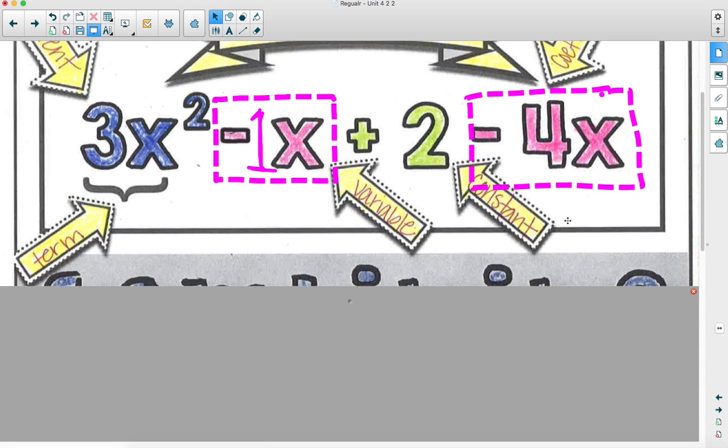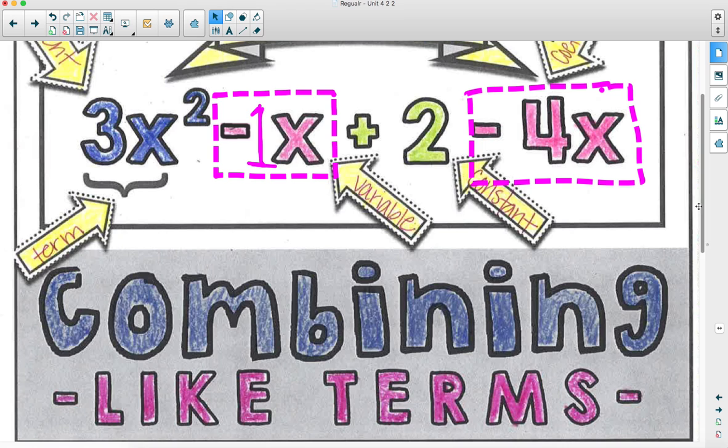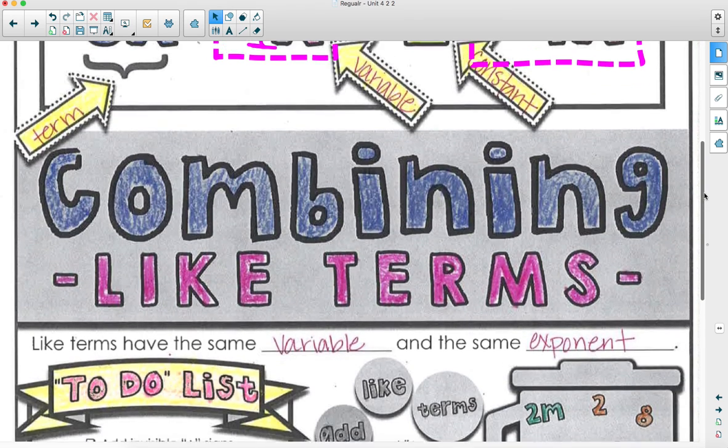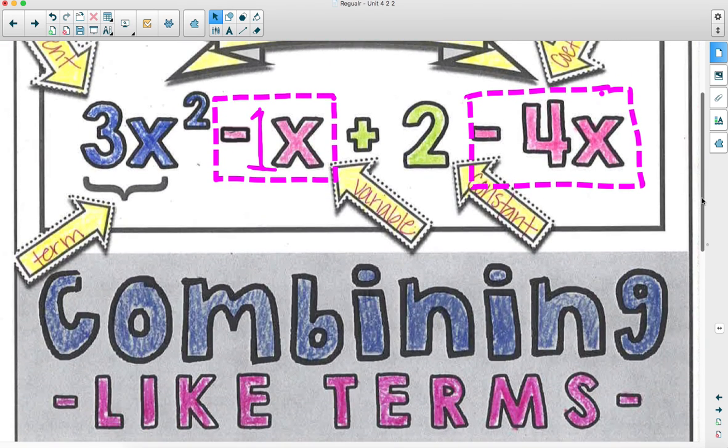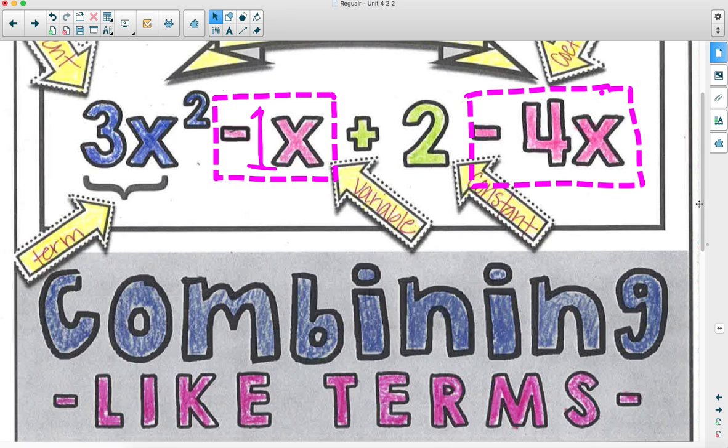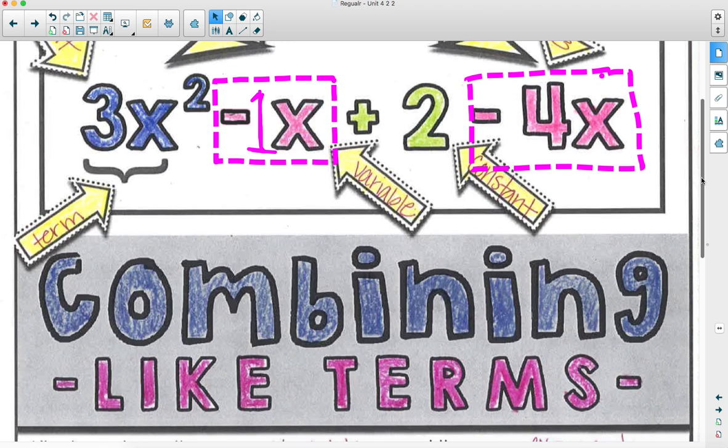So let's go down to the notes. And you guys have already been practicing combining like terms. I just thought it would be easier maybe if you had a little bit of practice, the notes would make a little bit more sense. So I started with the practice first. Hopefully all of this sounds familiar. It's just now you're taking notes on it.